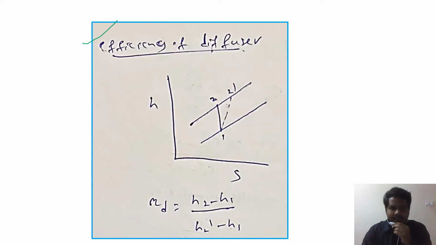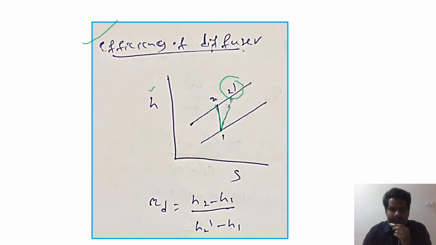Now let us see efficiency of the diffuser. As we know, the function of the diffuser is to convert the kinetic energy into pressure energy. It is just the reverse of the nozzle. As you can see on the HS diagram, 1 to 2 is the process in the diffuser. Kinetic energy is converting into potential energy. If there is friction, the line would be 1 to 2 dash.